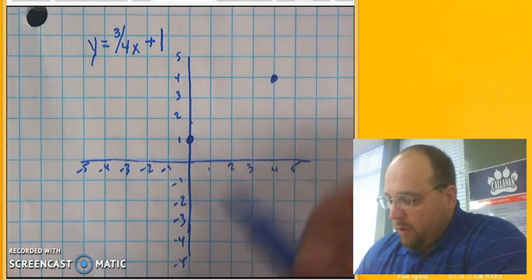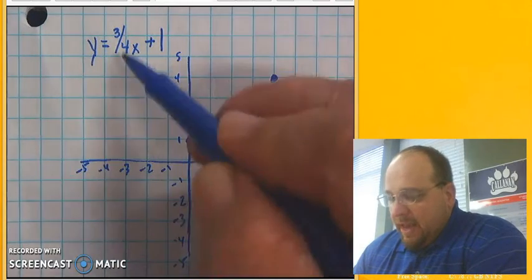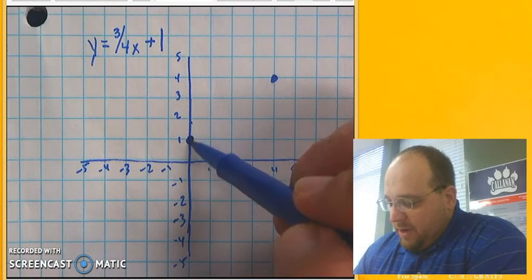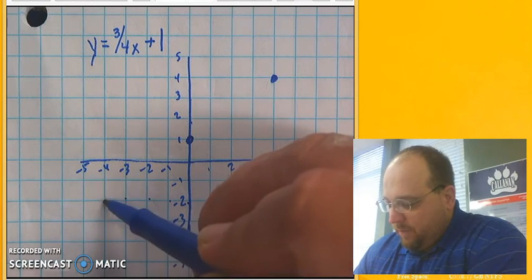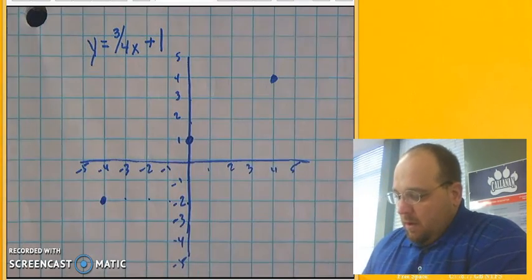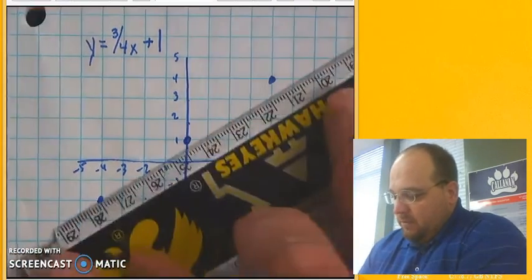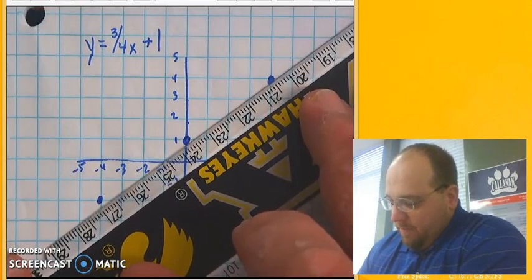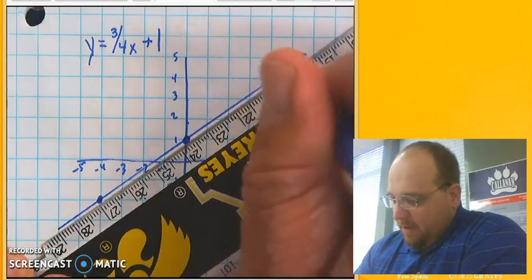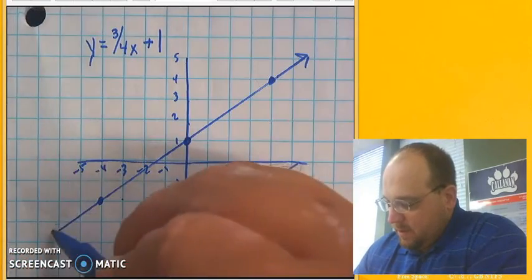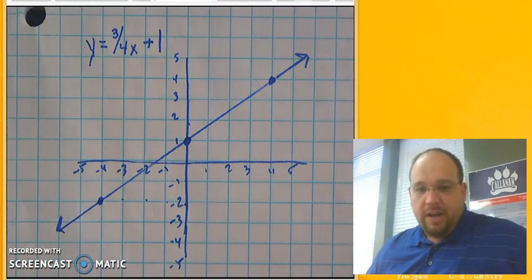That gives me the point there. The inverse of going up 3, right 4 is going down 3 and left 4. So that's 3, 1, 2, 3, 4. So here are my 2 points, one of which is in quadrant 1, right up here, the other one which is in quadrant 3 down here. I've graphed my line, and now I'm finished. Good luck graphing lines.